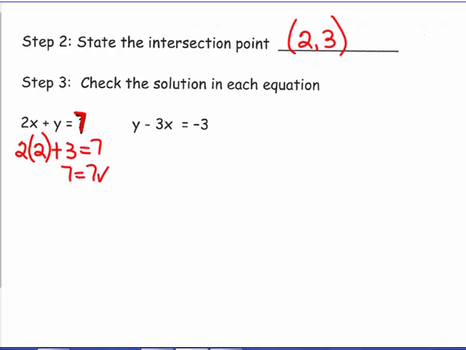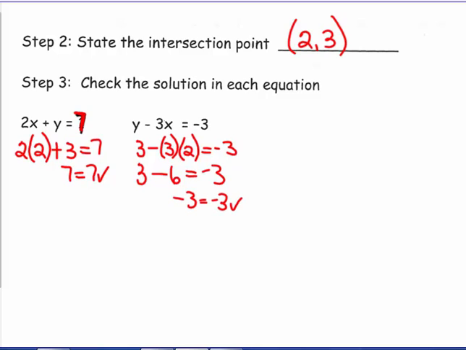7 equals 7. And checking in the second equation, putting in the y value for the y, 3, minus 3 times the x value 2. Does that equal negative 3? And yes, you get 3 minus 6 does equal negative 3. So negative 3 equals negative 3. It does work in both equations.